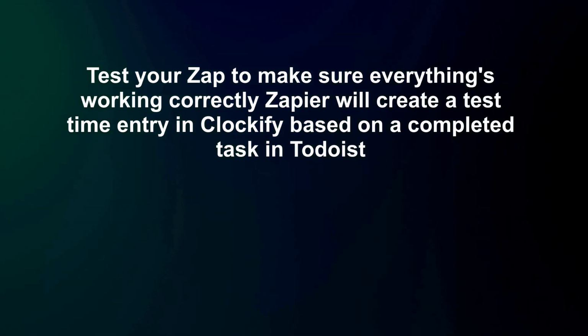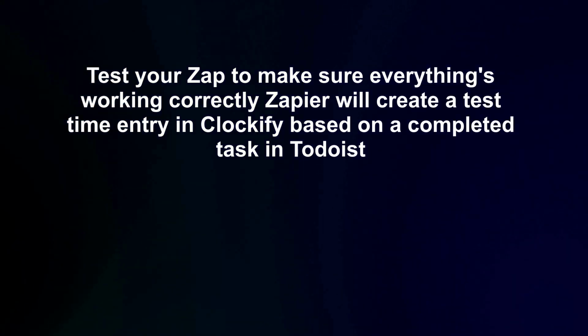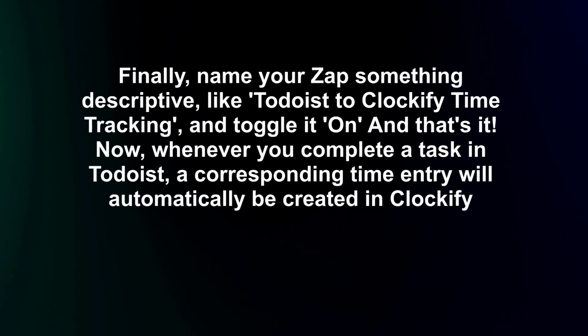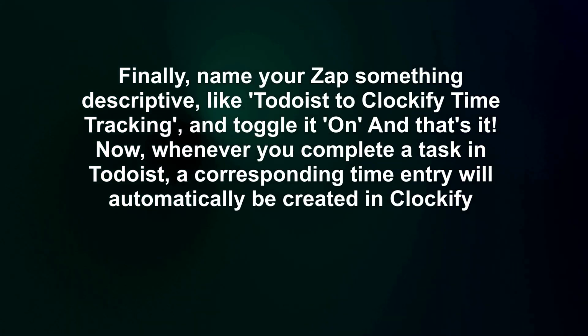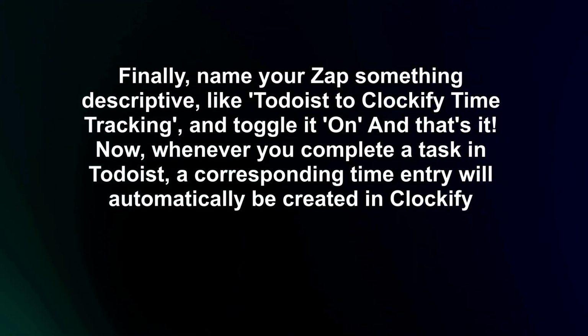Test your Zap to make sure everything's working correctly. Zapier will create a test time entry in Clockify based on a completed task in Todoist. Finally, name your Zap something descriptive, like Todoist to Clockify Time Tracking, and toggle it on, and that's it.